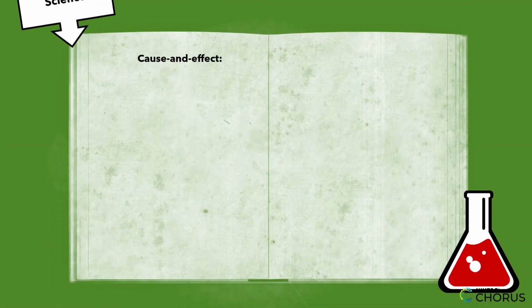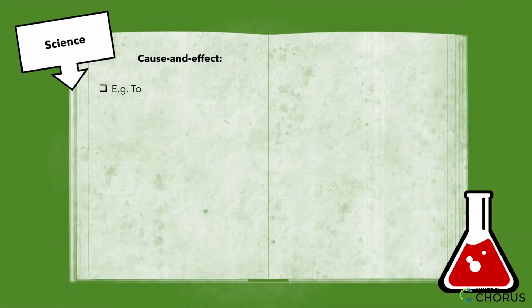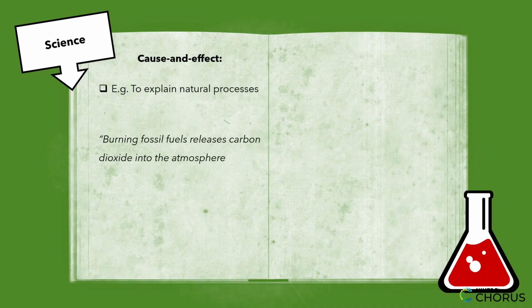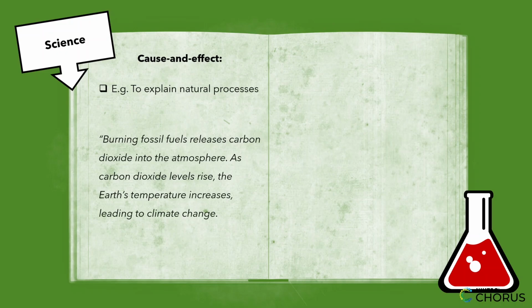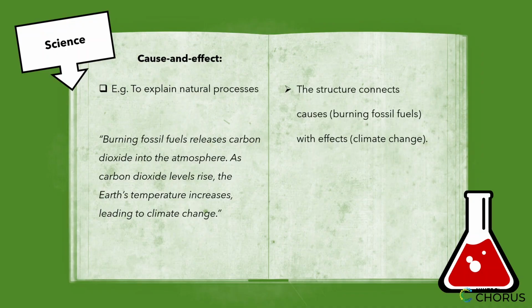Science texts often use a cause and effect structure to explain natural processes. Here's an excerpt. Burning fossil fuels releases carbon dioxide into the atmosphere. As carbon dioxide levels rise, the Earth's temperature increases, leading to climate change. How does this structure shape meaning? It connects causes, that is, burning fossil fuels, with effects, that is, climate change. It helps readers understand why something happens.